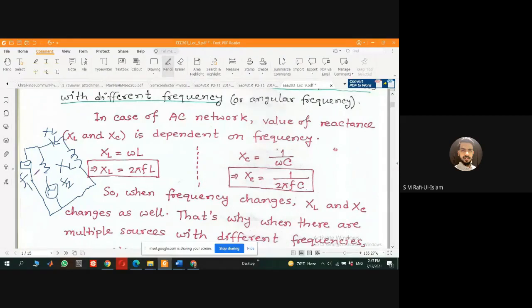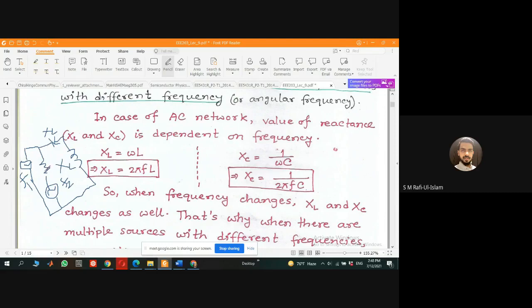But what I want to say here is that if we have multiple sources with different frequencies, then the impedance of the capacitor or the impedance across the inductor will change, because we all know the reactance formula for the inductor and the capacitor. For the inductor it is 2 pi fL, and for the capacitor it is 1 upon 2 pi fC. Now if I change the frequency, then XL will change and XC will change.